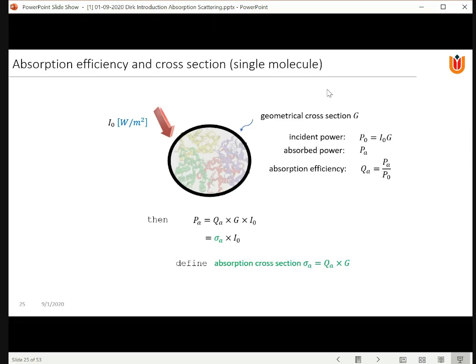If the absorption efficiency is very small, then only a small amount of light is absorbed, and it will be as if the light only sees a very small particle. If the absorption efficiency is very high, then a lot of light is absorbed, and it will be like the light sees the whole particle. Since the amount of absorbed power always has to be less than the amount of incident light, that also means that the absorption cross-section is always going to be smaller or equal, at best equal, to the geometrical cross-section. Yeah, great.